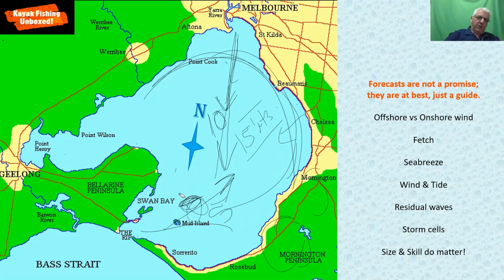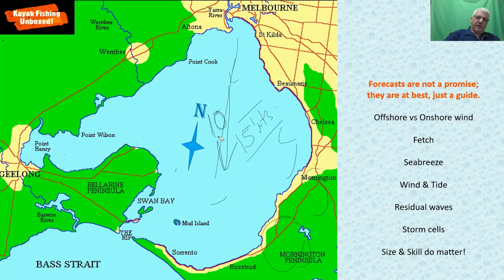Western Port is completely different, but we'll talk about that another time. Today's more about Port Phillip Bay. The other condition we need to worry about is called residual waves.